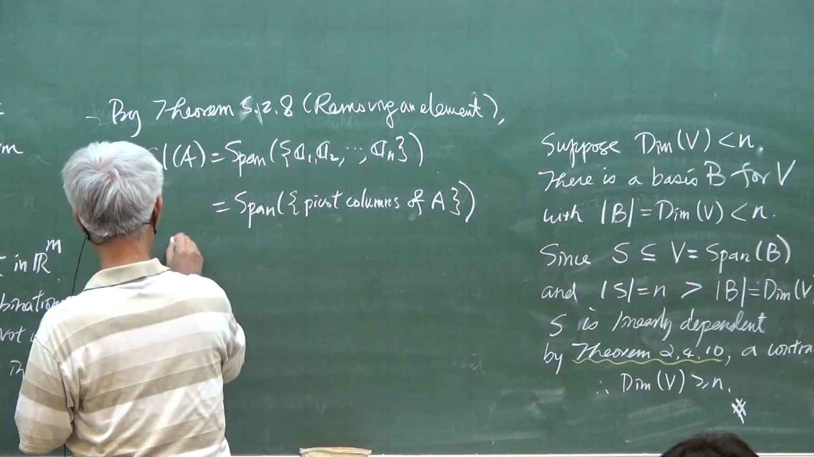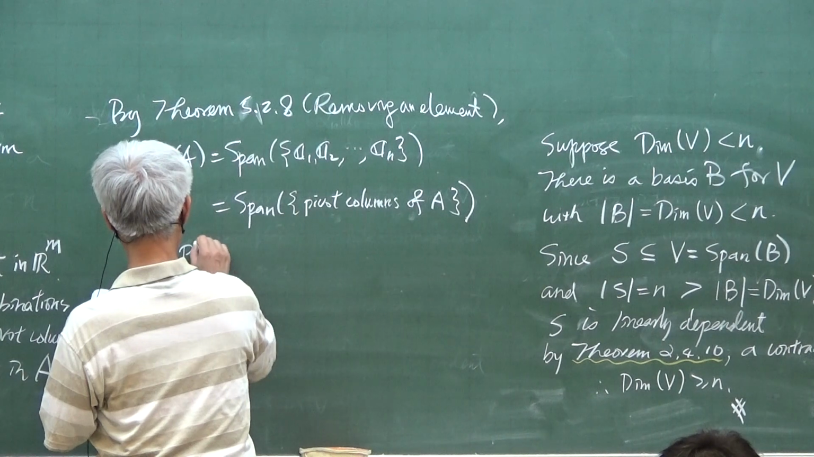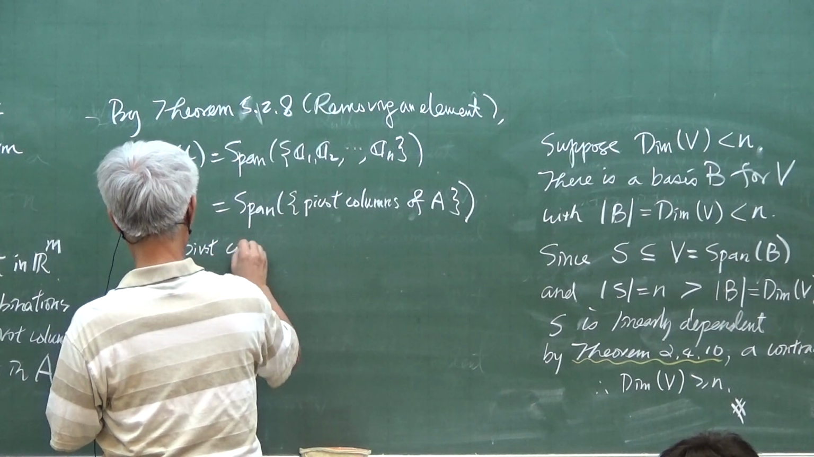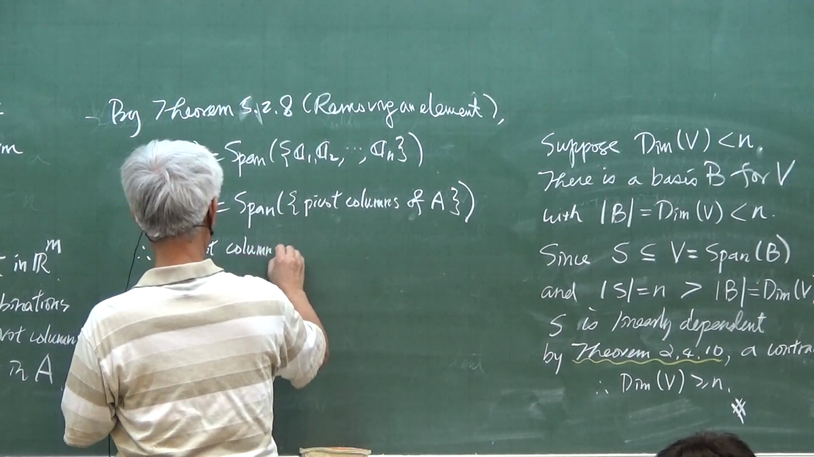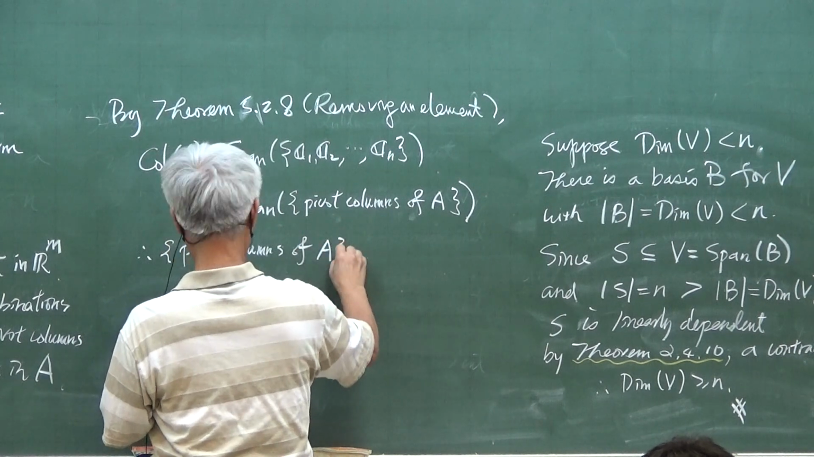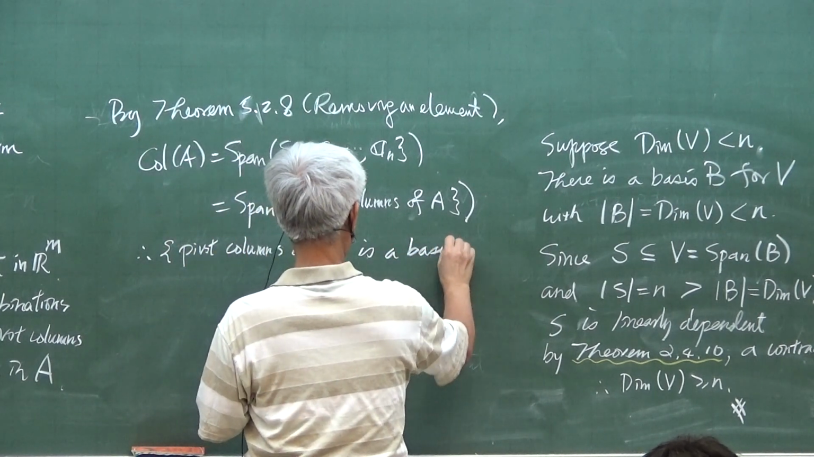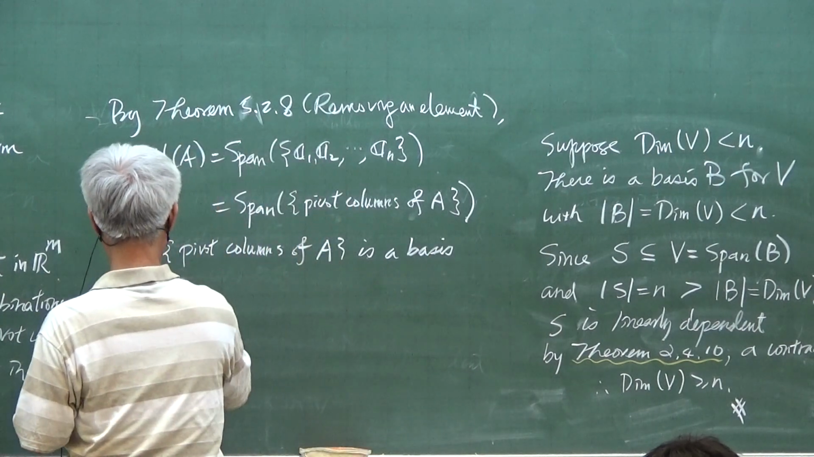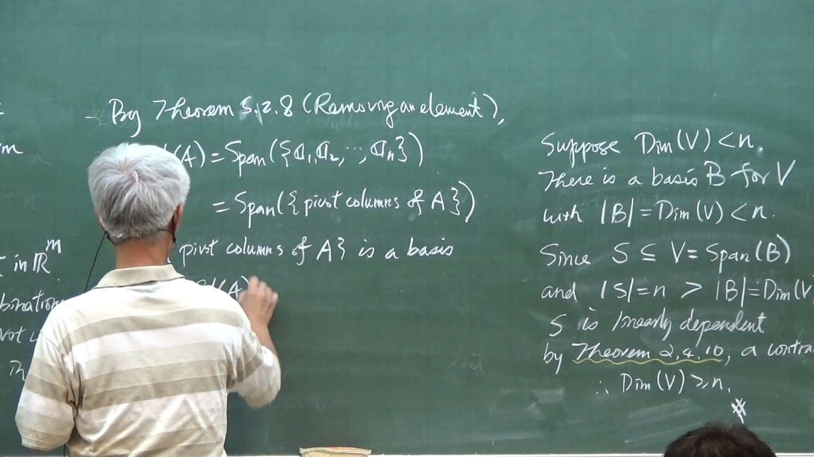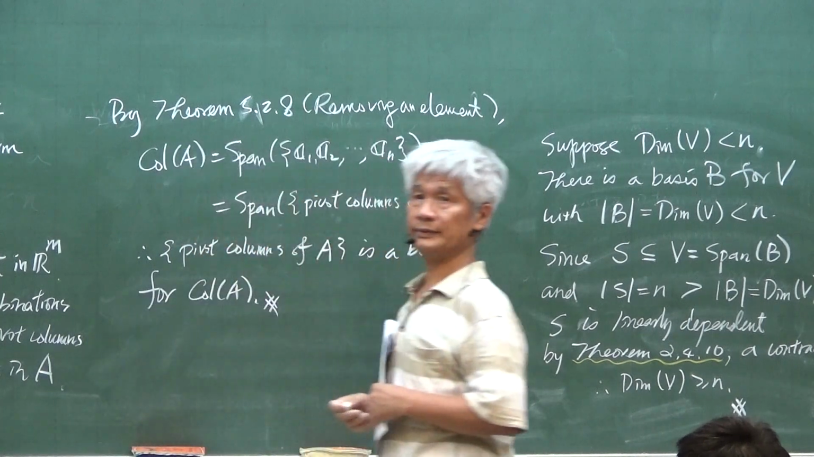So the pivot columns of A, alright, it's a basis for the column space of A. And we're done.